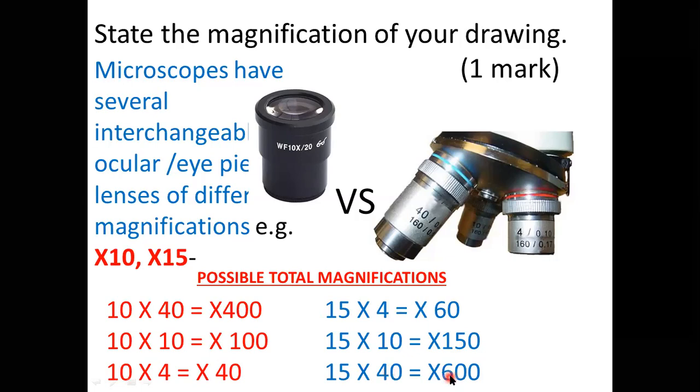So when marking the magnification, when we want high power, the only high power that is valid here is times 400 or times 600.